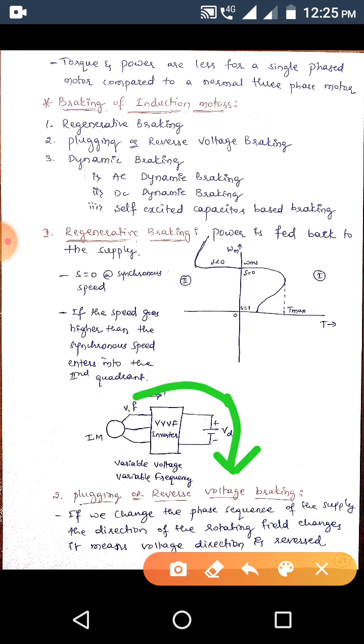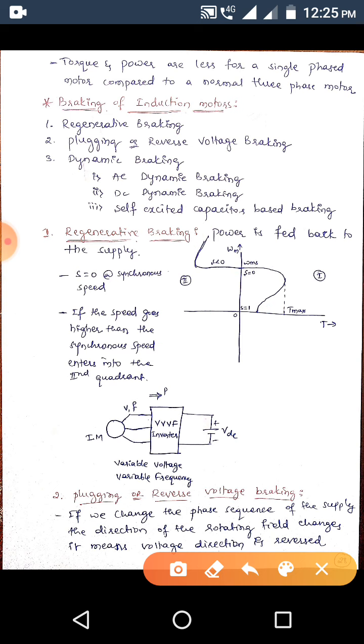At that time the speed of the motor enters into the second quadrant. When it enters into the second quadrant, the slip is always negative here. If it is negative, then it enters into regenerative braking. Okay, so this is about the regenerative braking.